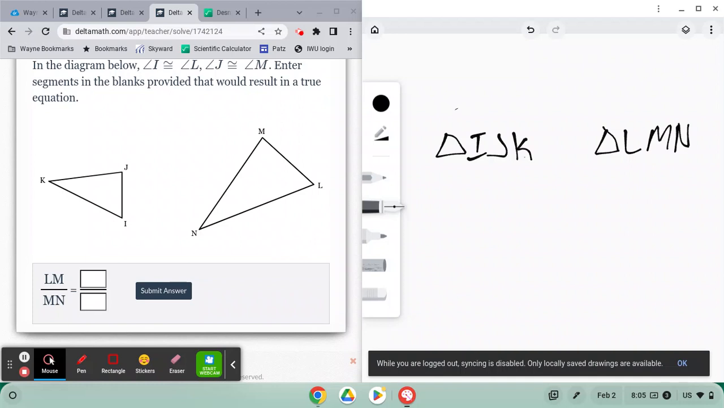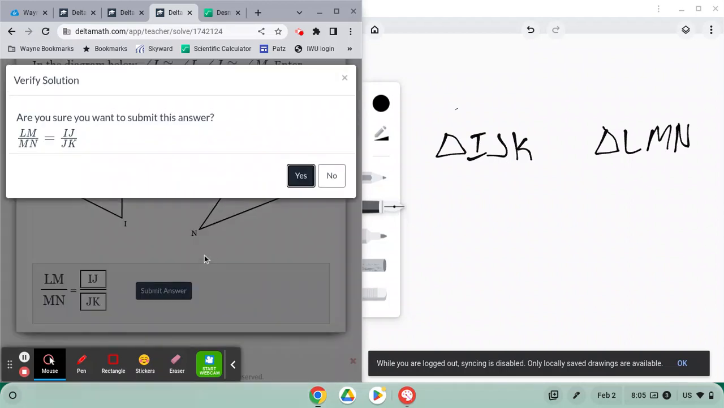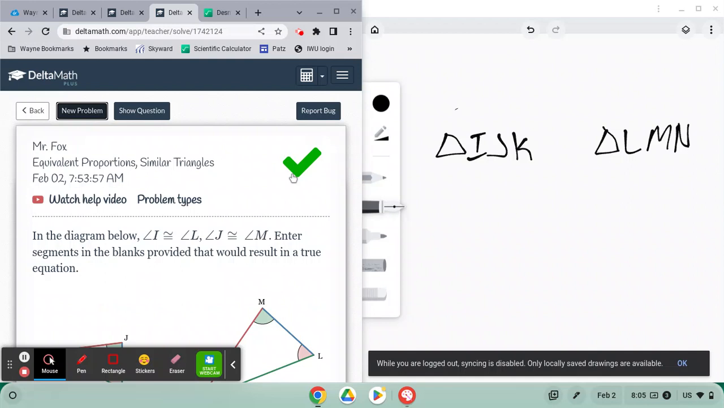So I encourage you, get a piece of paper, just write down that one set there, and now I know they have LM. LM are my first 2. LM goes with IJ here, so I can go IJ. Then MN is next, that's second, third, that'll go with JK, and I can put that right here and hit submit, and there we go.